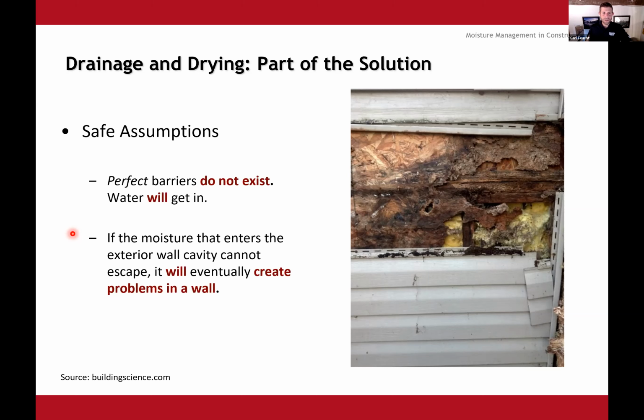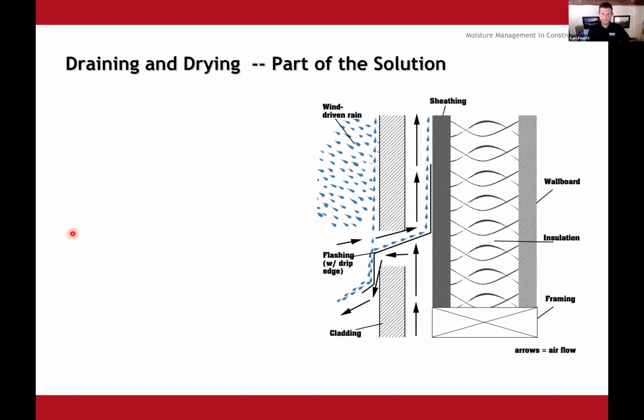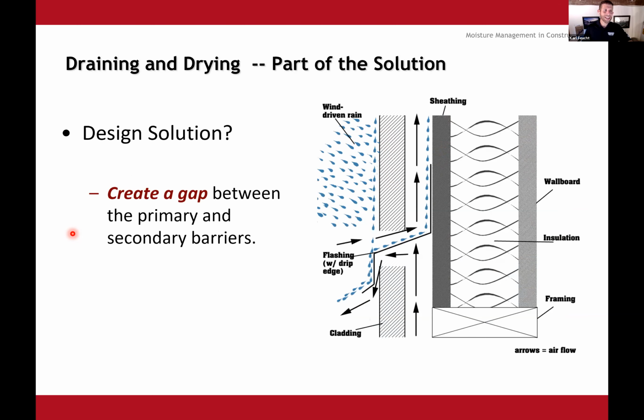And again, when we're using these reservoir claddings, it's introducing water in. So if we don't manage that water as it gets into the wall assembly, we will have problems. There's no way around it with how tight homes are being built now. So the solution, we want to create a gap between the primary and secondary barriers. Primary barrier being our sheathing, secondary barrier being our cladding. So most research says that 2 to 5% of water that hits a wall is going to get behind your cladding.